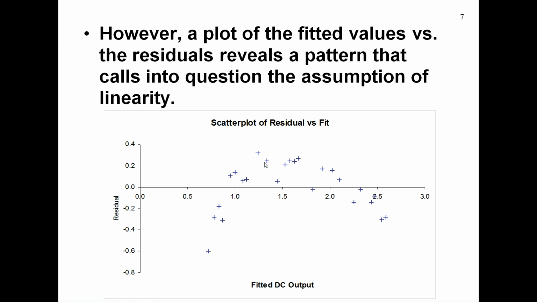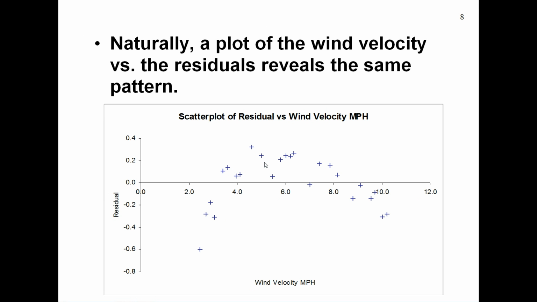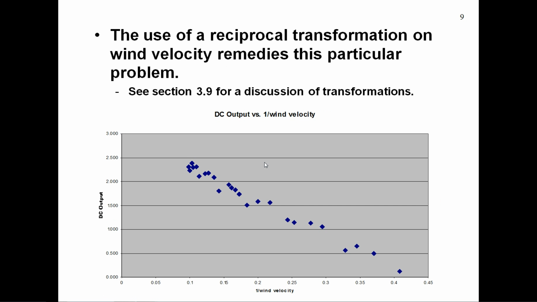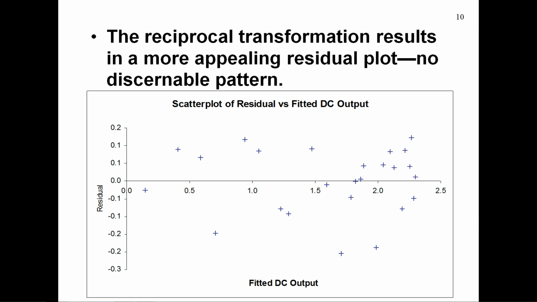Here I'm just showing the repeat of what you've already seen. The residual plot in the original model had a pattern to it that concerned me, so I did the transformation. Some discussion of what transformations might be useful is given in section 3.9 of our textbook, so you want to take a look at them. When I ran the regression model using a transformed predictor variable, 1 over wind velocity, it was just great, and the residual plot doesn't give me any reason for concern.